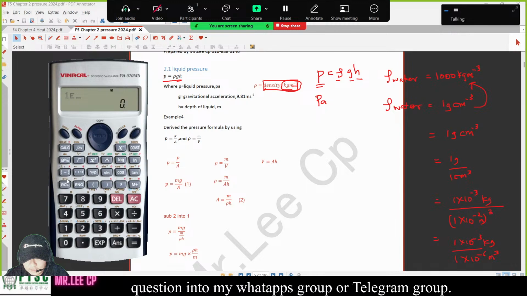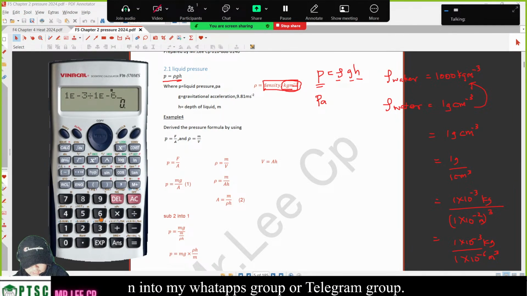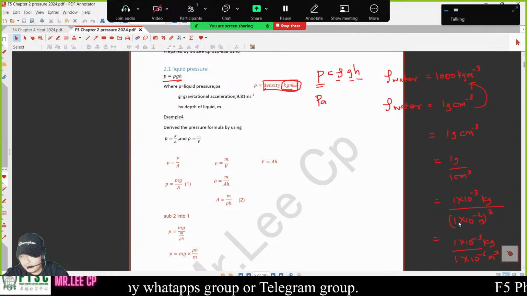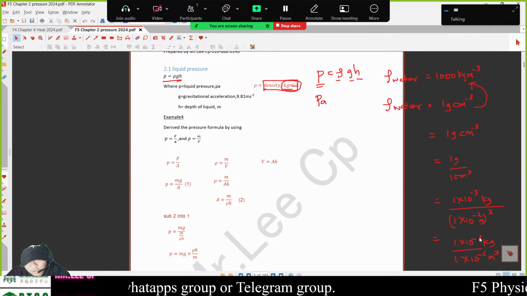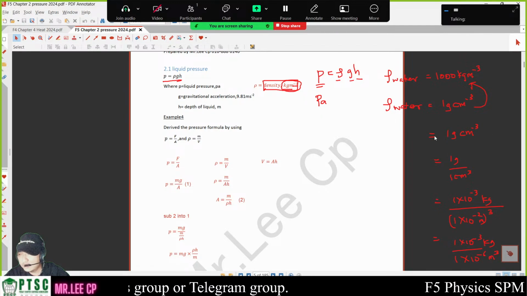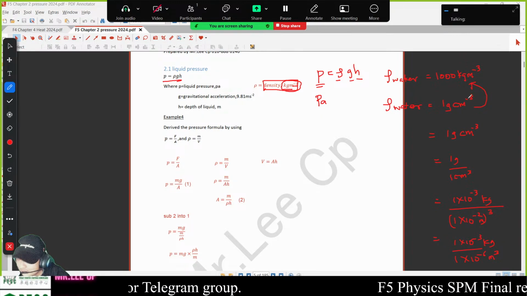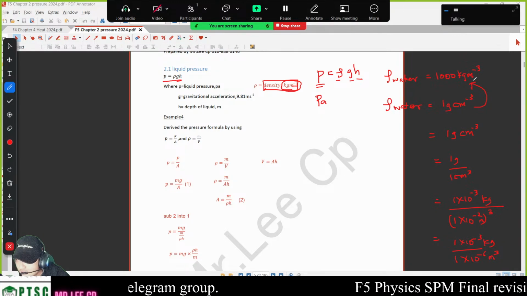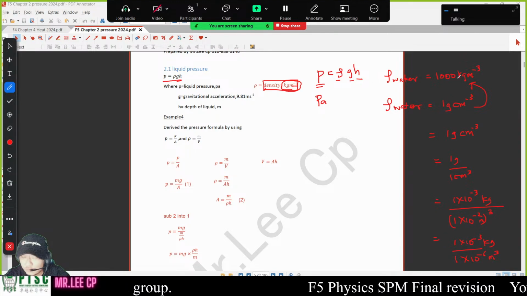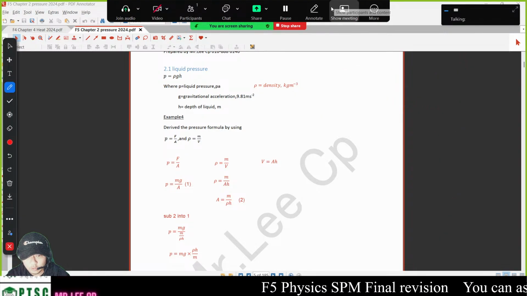1 exponent negative 3 divided by 1 exponent negative 6, you get 1000. Alright, so you can convert it on your own. I don't think you need to do that much. If you know, you can just convert it this way on your own. 1 gram per cm cubed, you remember, is 1000 kg per m cubed, okay?